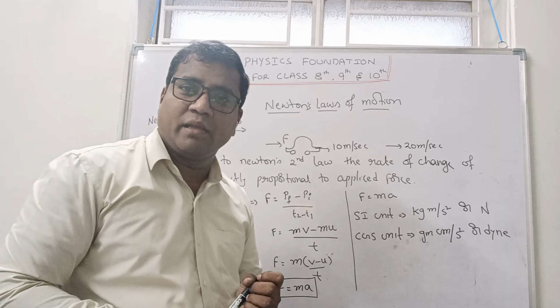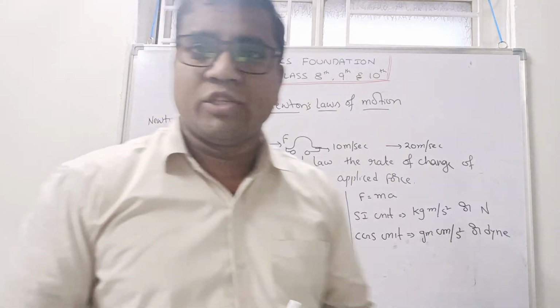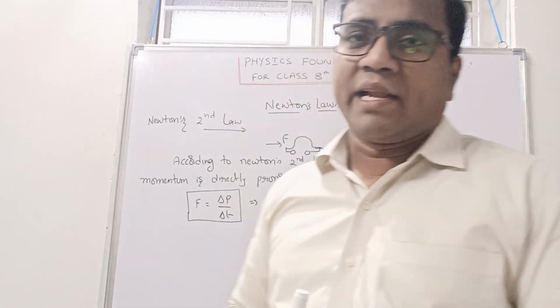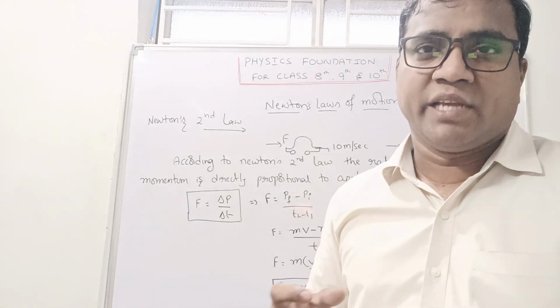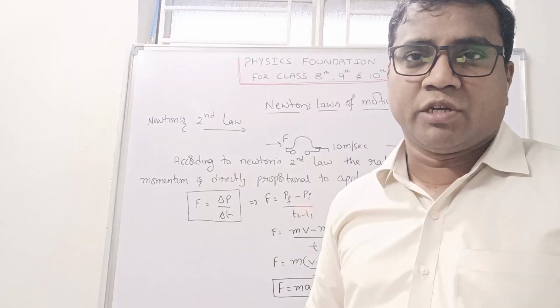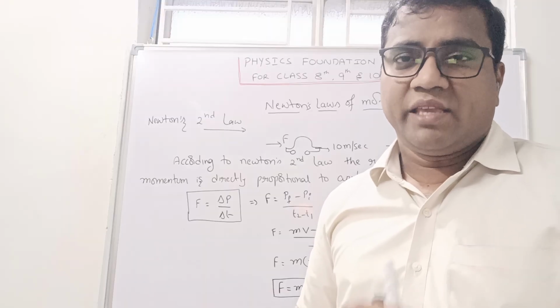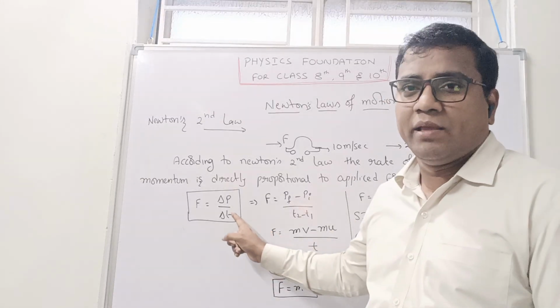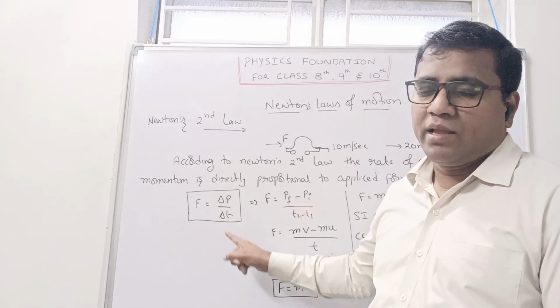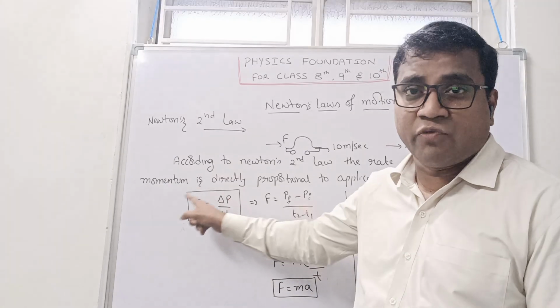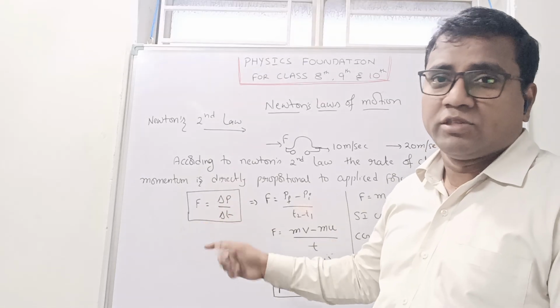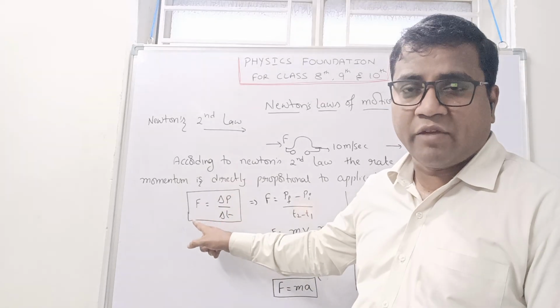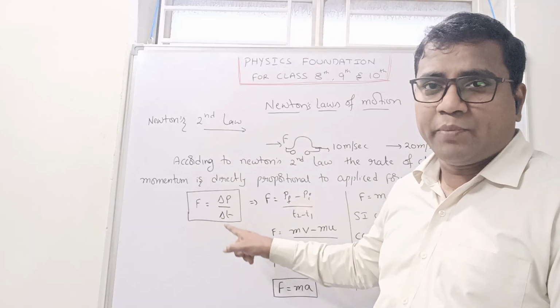What is Newton's second law? The rate of change of momentum is directly proportional to the applied force. F is equal to delta P by delta T. Again, we will use this formula, a very important formula, again in the next class. So try to remember. That's why I put a box here.